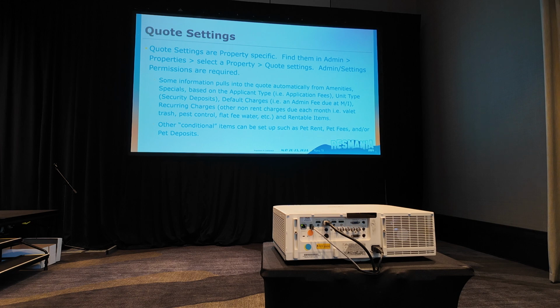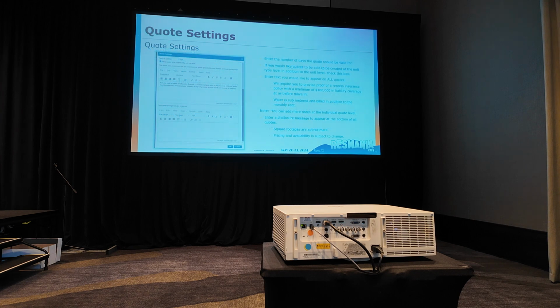We can also add other conditional items, such as pet rent, right? We need to add pet rent to a quote, but only if the resident or applicant has a pet, right? So I think of those as kind of conditional or optional items. So in our quote settings, the very first thing we're going to do is set a number of days the quote should be valid for. Think of that as your expiration date. So 7 days, quote is valid for 7 days.